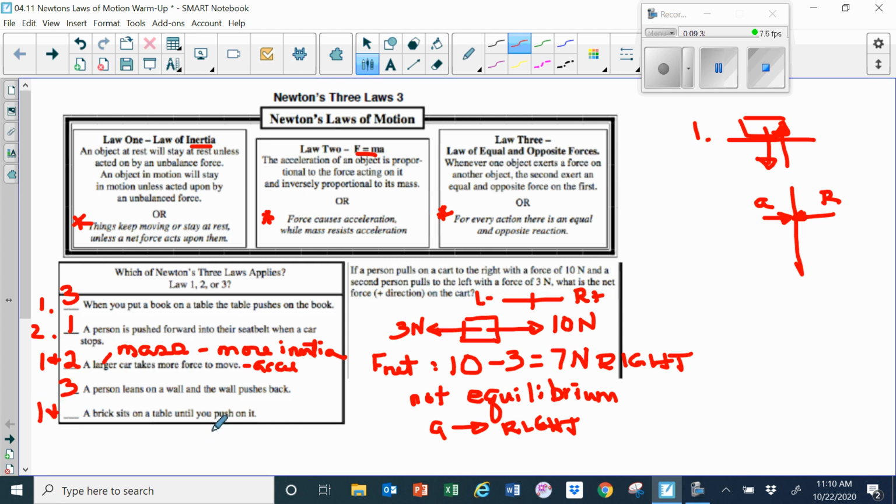Now a second one might be, a brick sits on the table and that's a mass, right? And you push on it, well, you're exerting force on it, and so then it begins to accelerate. If a brick sits on a table until you push it, and when you push it, it accelerates, then that'd be a good example of the second law. Okay, I know that's a little vague. Let's think about it a little bit and remember these definitions.